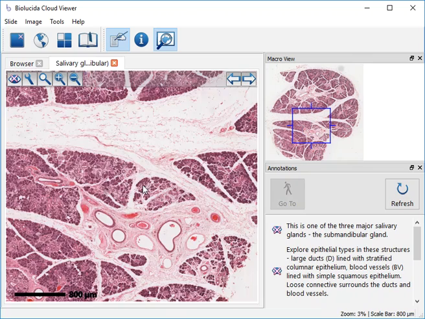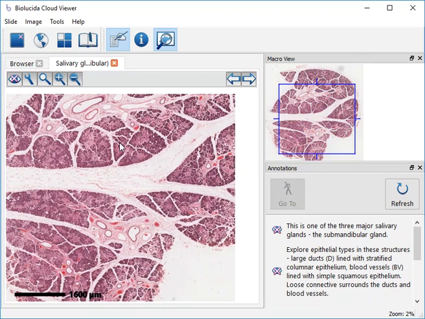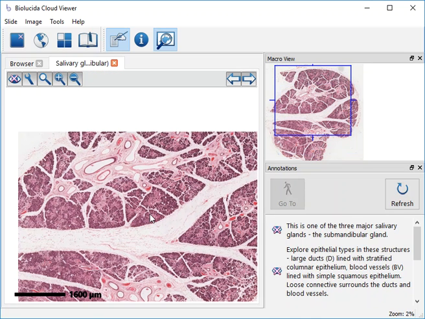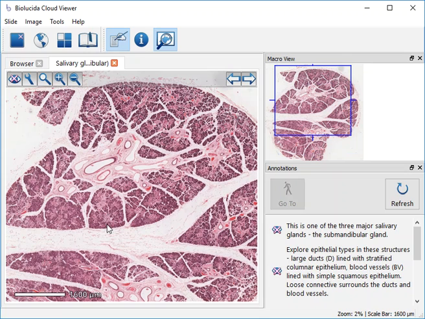Okay, so again, use this specimen to practice recognizing the features of serous cells, mucus cells, and various ducts of different size lined with different epithelium, and the blood vessels lined with the simple squamous epithelium. So that is the end of this particular specimen.